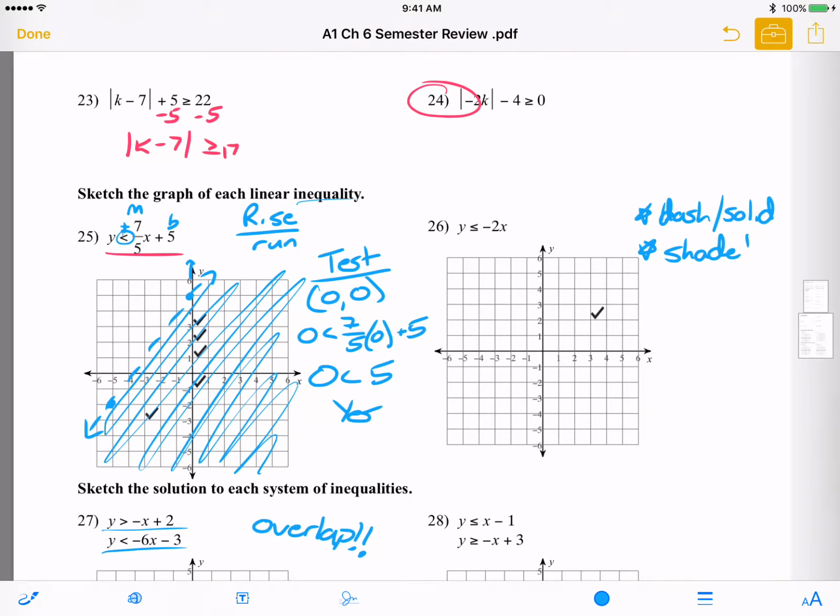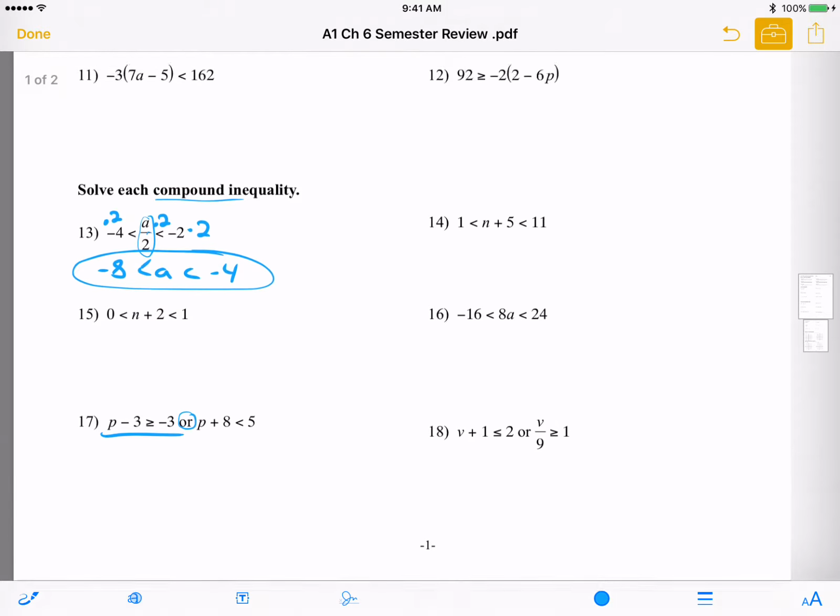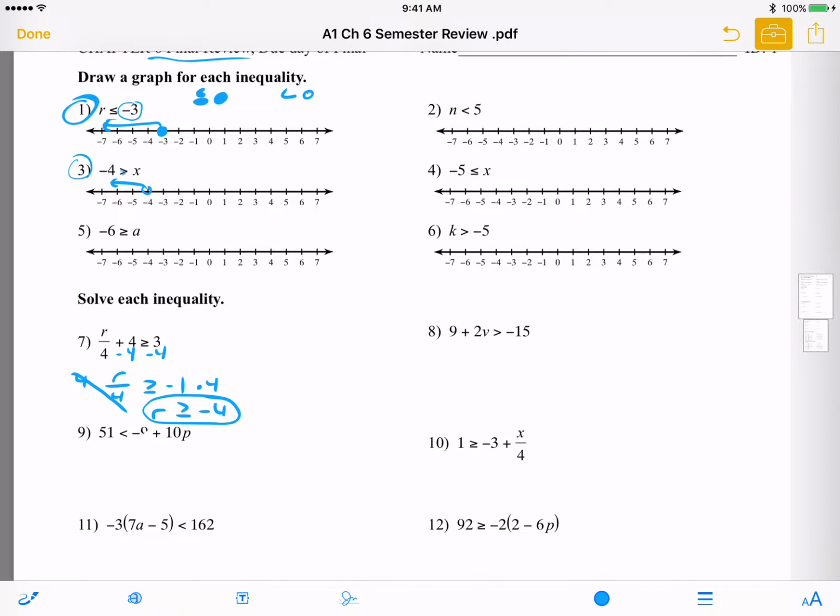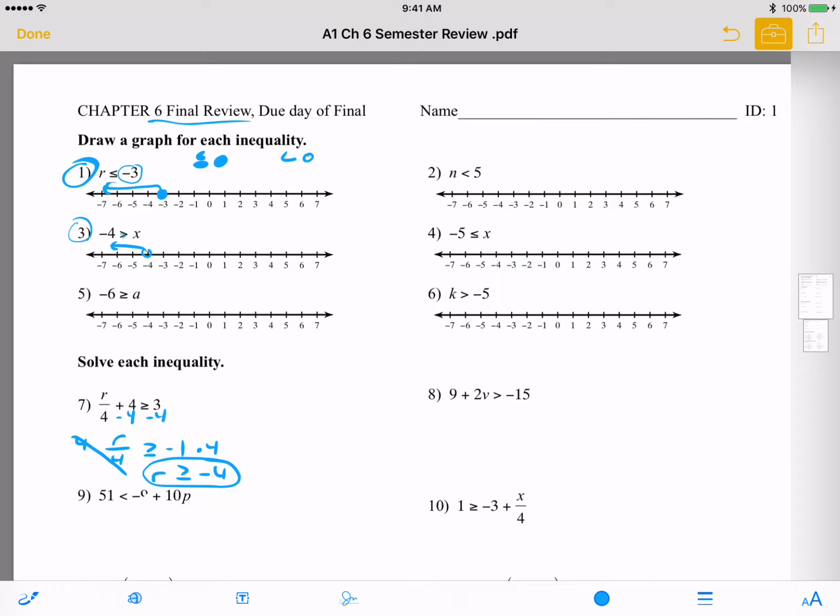All right, so do your best on these inequalities here. See what you can find. I will be back, and we'll talk about some of these guys as we come back. So do your best. Be ready for this final exam.